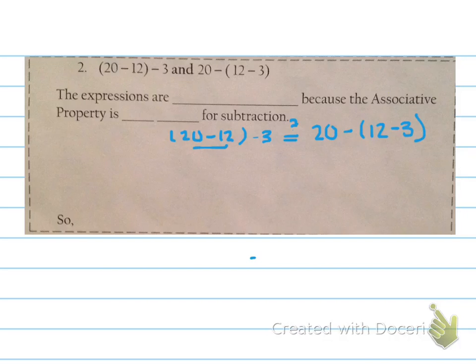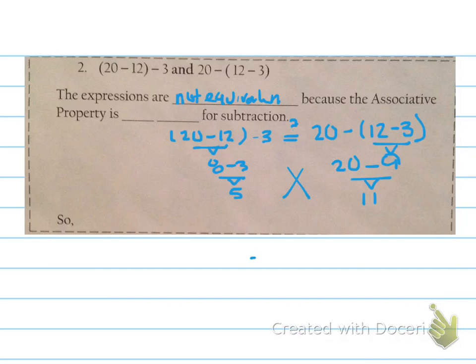So here order of operations says 20 minus 12 is 8. 8 minus 3 is 5. Here order of operations says 12 minus 3 first. 12 minus 3 is 9, so we rewrite it as 20 minus 9. 20 minus 9 is 11. So no, these are not equivalent. So here let's fill in the blanks. The expressions are not equivalent because the associative property is not true for subtraction.